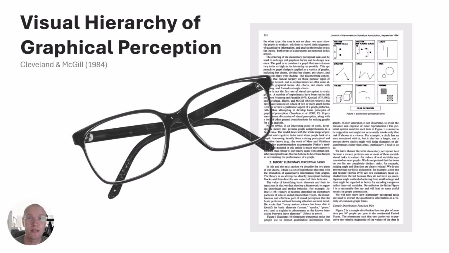So basically, Cleveland and McGill are researchers. They took people and they showed them different visualizations of data. They showed them different representations of data and asked them to estimate values on those different ways. So maybe they'll show them a line chart and a pie chart and a bar chart and ask them to estimate the values to see which ones were the most accurate.